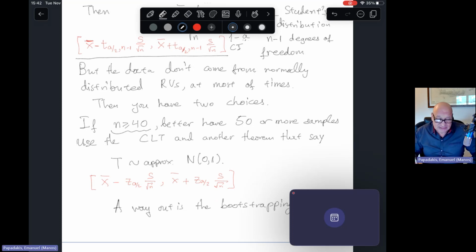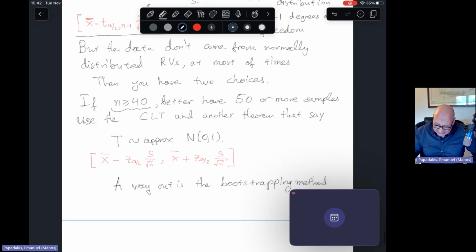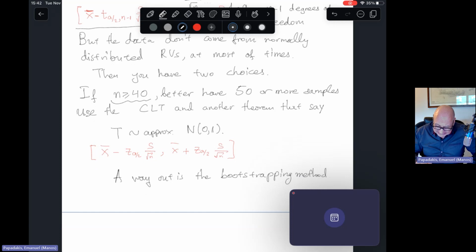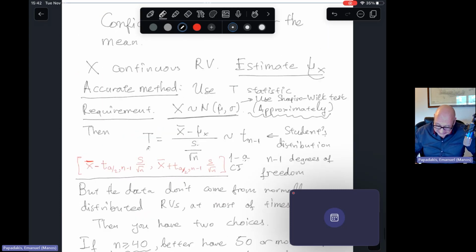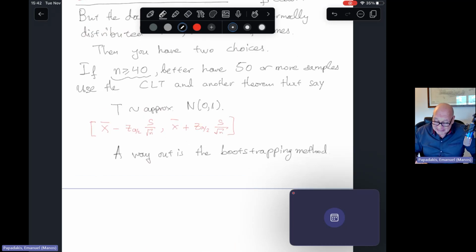If your distribution is not very skewed, or if the data don't have a histogram which is very skewed, 40 or 50 will do well. It's a big sample, so you can apply that technique. In this case, that theorem, which is a variant of the central limit theorem, tells you that the statistic T that I showed you before does not have student distribution, but has approximately standard normal distribution.